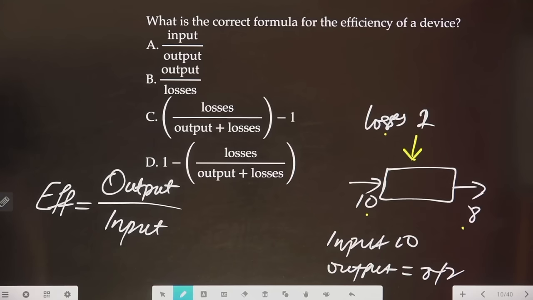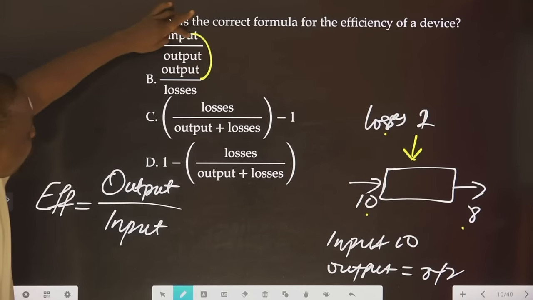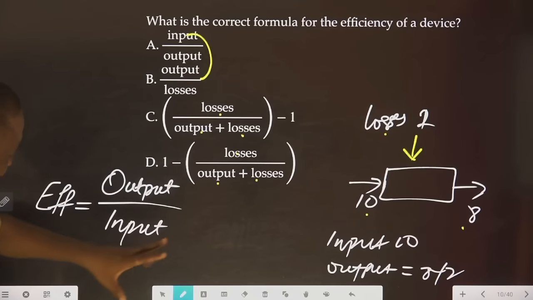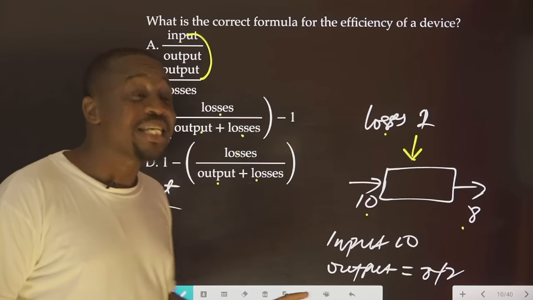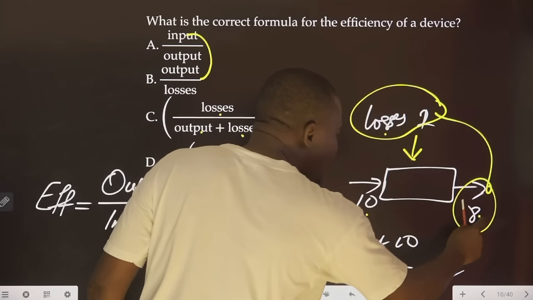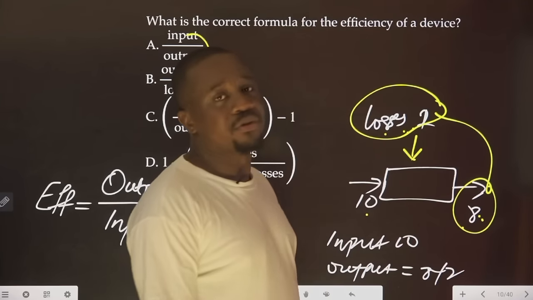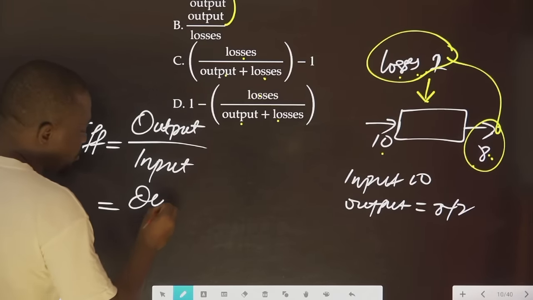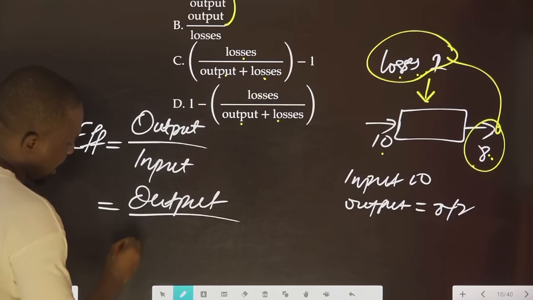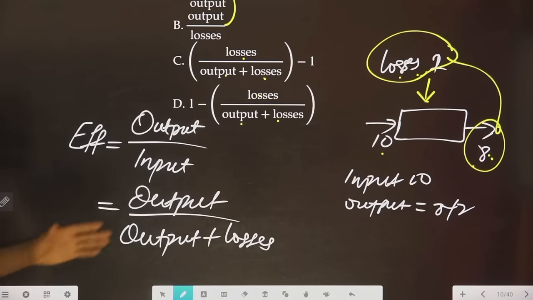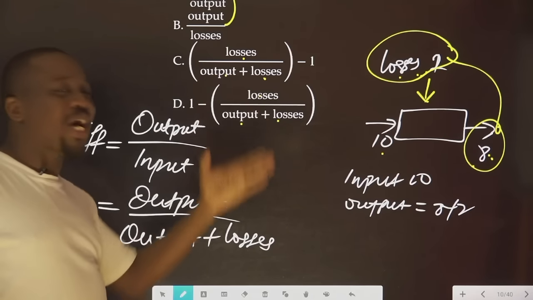Where I'm driving to now is a situation where this input is not here. What can I use to replace the input? If I had this and this, I will have 10. It means this output plus the losses is equal to the input, to give us 10, right? So what we are going to do now, we do this as output over output plus losses.